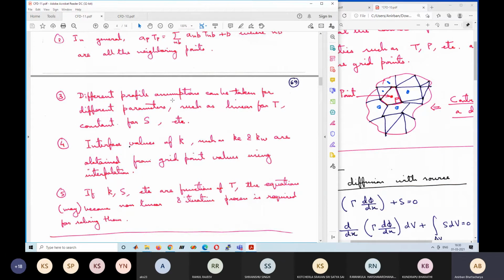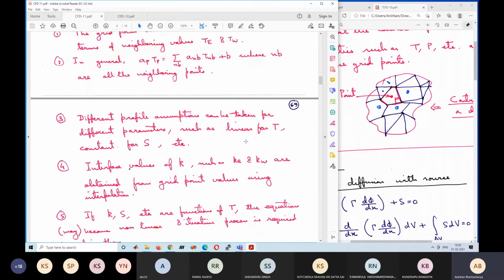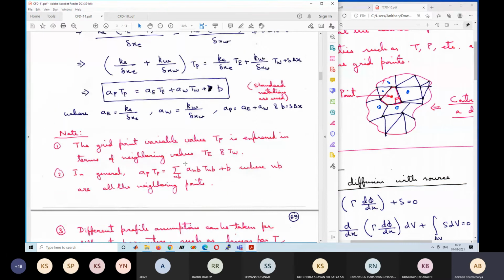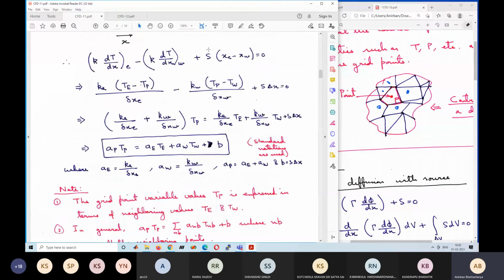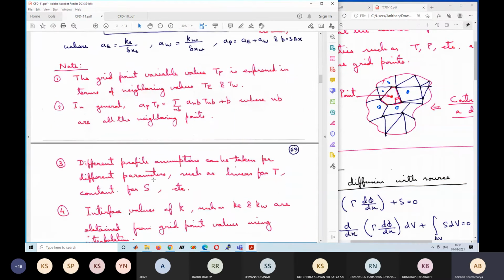Another important point is that different profile assumptions can be taken for different parameters. For example, we have already taken a linear assumption for T between the grid points. However, for the source term S, I did not discuss it, but we have assumed that the source is constant within a control volume. It means that we have taken a constant profile assumption for the source. So for each variable, we can take a different profile assumption because this is only required for solving. Ultimately, the converged solution will be the correct solution, whatever the profile assumption is.